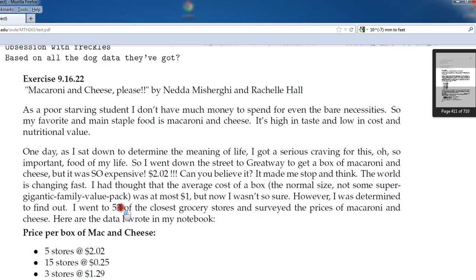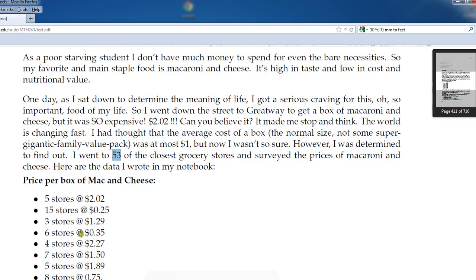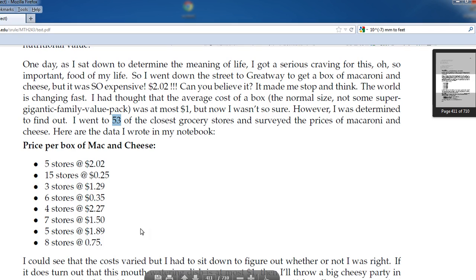So these folks visited 53 closest grocery stores. No, they didn't. There's no way they did that. But whatever. We'll play their game. And here are the values that they collected, and they want to see if these data show that their claim either holds water or doesn't. Do these indicate an at most $1 price tag?